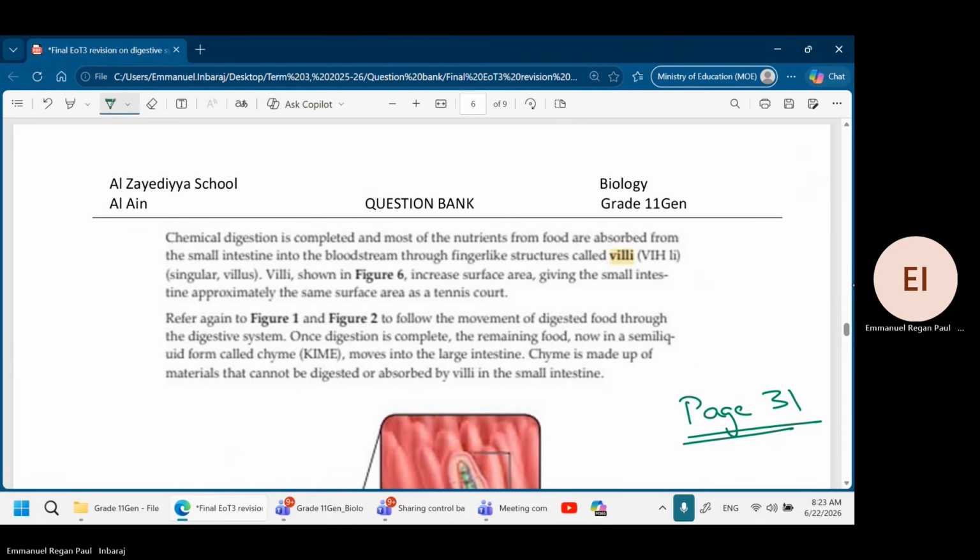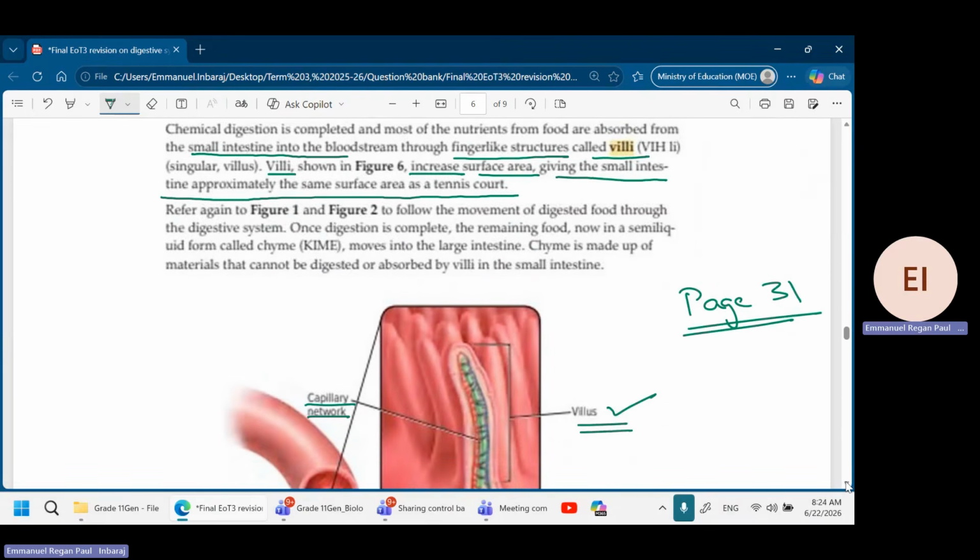So you have the small intestine, which contains finger-like structures called the villi. The villi shown in figure 6 increase the surface area, giving the small intestine approximately the same surface area as a tennis court. So you must learn this. It increases the surface area, so there is more area because of the villi. All right. So this is about villus.